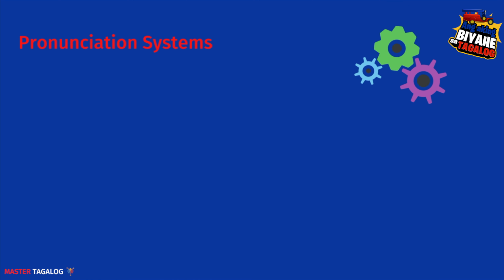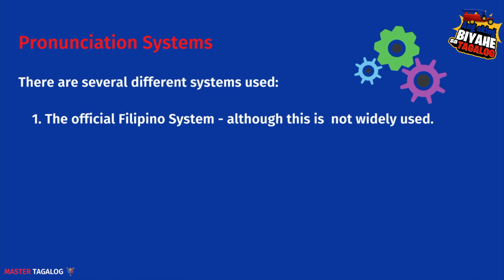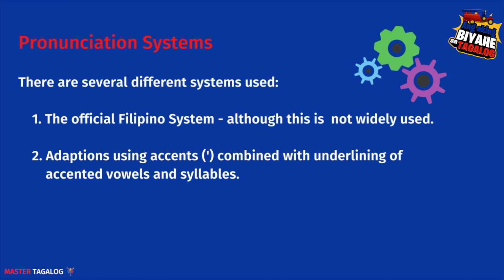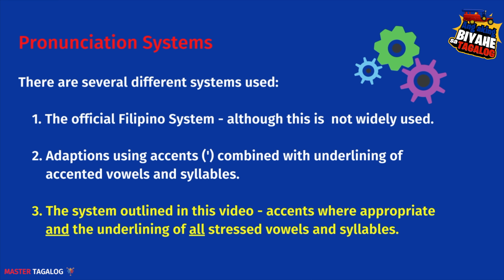Firstly, the pronunciation systems. There are several systems used. 1. The official Filipino system, although this is still not widely used. 2. Adaptations using accents combined with the underlining of accented vowels and syllables. And 3. The system outlined in this video. Accents are shown where appropriate and the underlining of all stressed vowels and syllables. We use the third system as we believe it is much easier for students as it clearly highlights each sound.